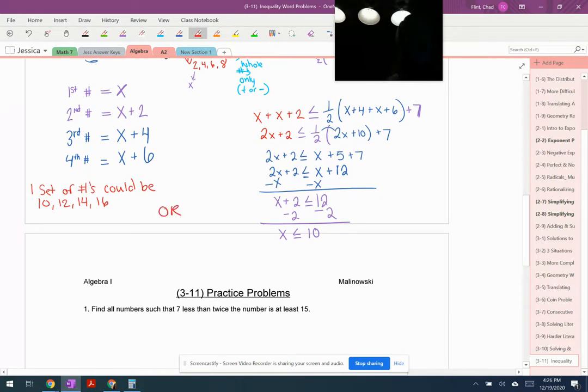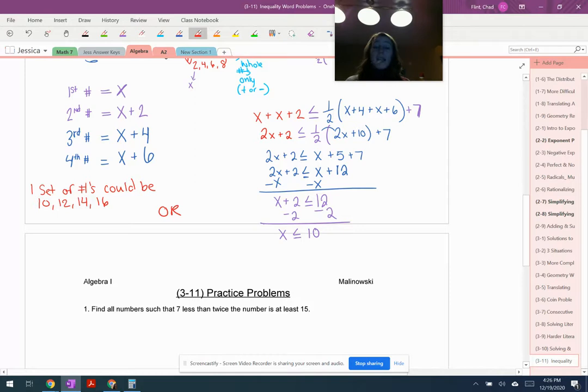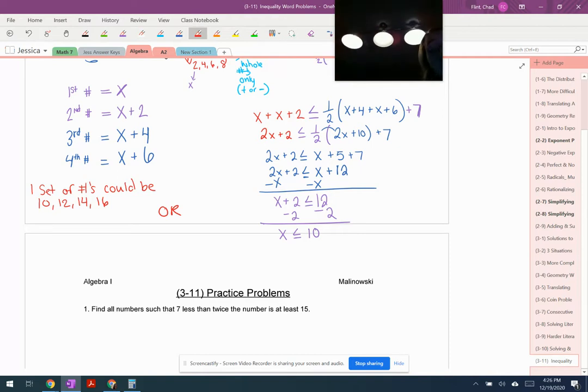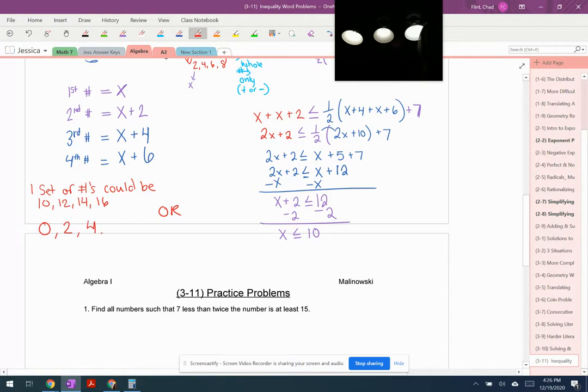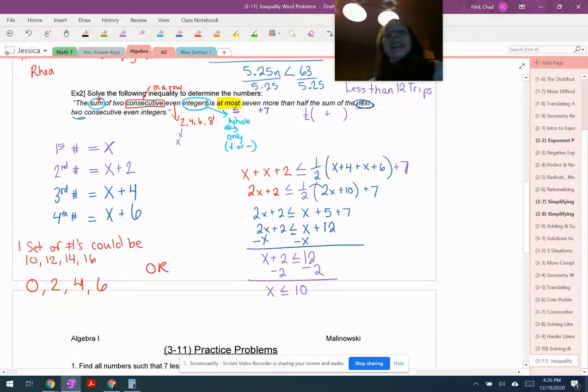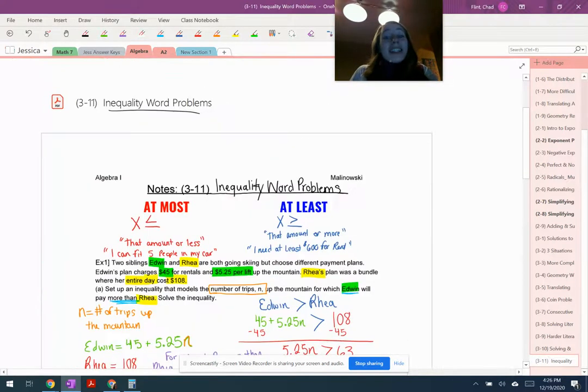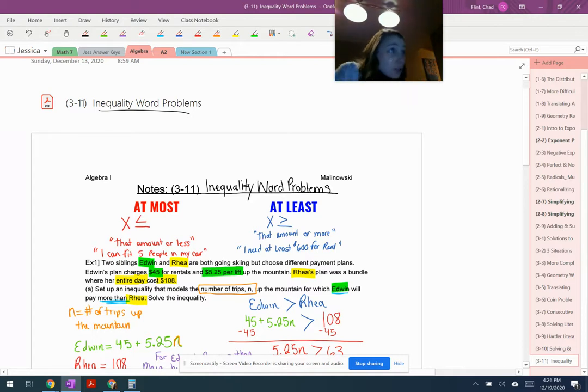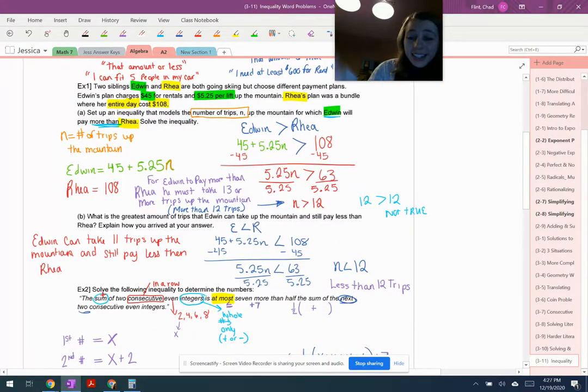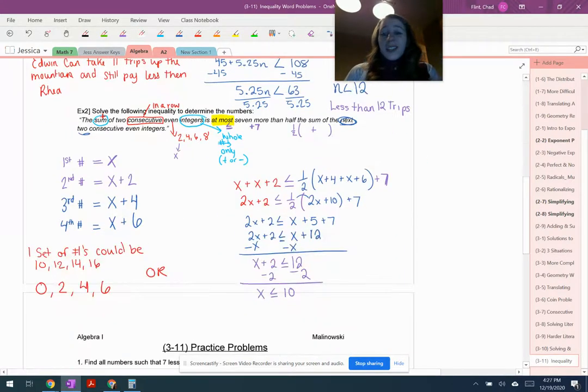Or, because all x has to do is be less than or equal to 10, another set of numbers, any number less than or equal to 10, if I pick 0, would be 0, 2, 4, 6. And I could actually keep on going and list an infinite number of numbers because this is an inequality, and inequalities have an infinite number of solutions. So that is why inequalities are kind of cool.